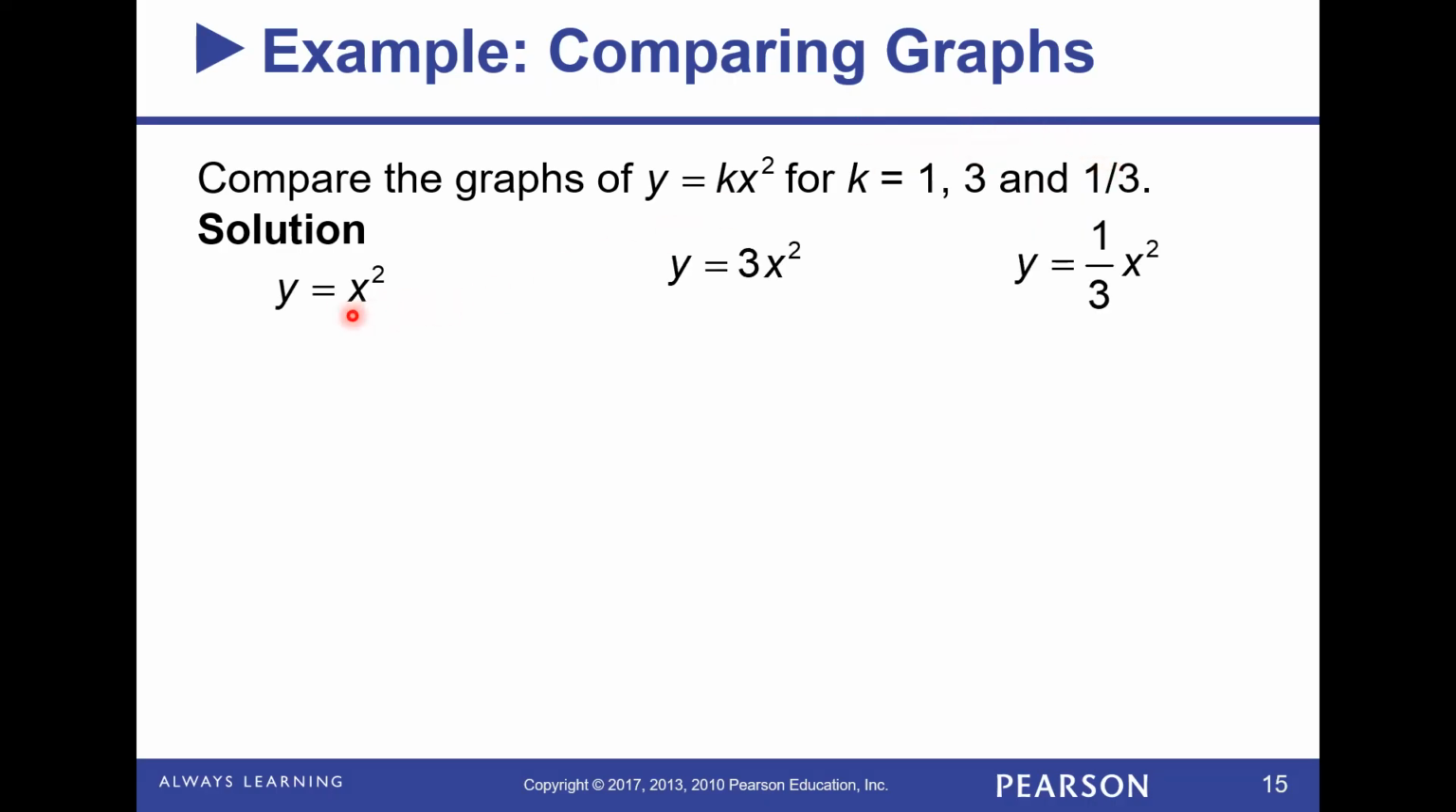Okay, so we'll start with our first one. When I plug in k equals 1, that's going to be y equals x squared. And then when I plug in k equals 3, that's going to give me 3 times x squared. And then when I plug in 1/3, it's going to give me 1/3 x squared.